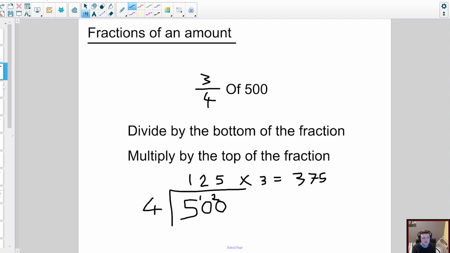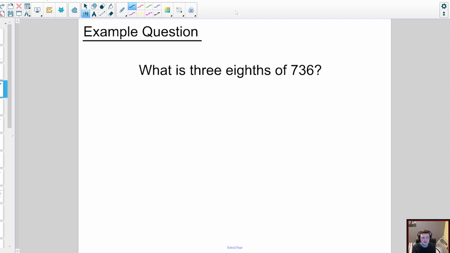That's a fairly nice number to start with. Let's pick a number that's not so nice. Here we go. What is 3/8? And sometimes they could be written in words, so we have to recognize that this is the same as this, 3/8. You could have halves, thirds, quarters, fifths, sixths, sevenths, and so on. So recognizing what this language actually means is important to answer the question. So if they say, what is 3/8 of 736? Well, we do the same thing again. Whatever you want to do first, it's up to you.